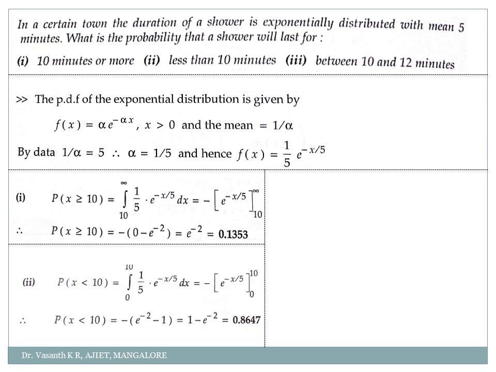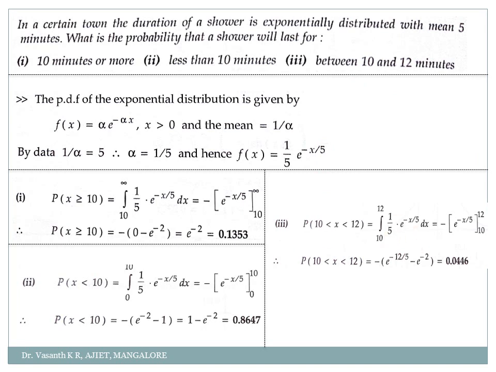Okay, clear? Then between 10 and 12 means what? Integration from 10 to 12, that's it. So between 10 and 12 means integration from 10 to 12, 1 by 5 into e to the power minus x by 5 into dx. So I'll get it as 0.0446. Okay, so try to solve this problem by yourself, my dear students. It's very easy.